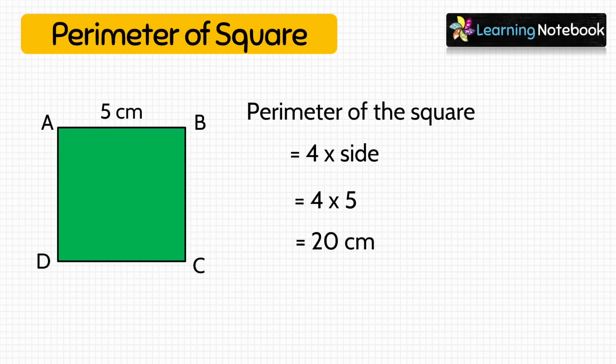So here students, did you notice that if we are given the length of only one side of the square, then also we can easily find its perimeter. But in case of a rectangle, we should know length as well as breadth of the rectangle to find its perimeter.